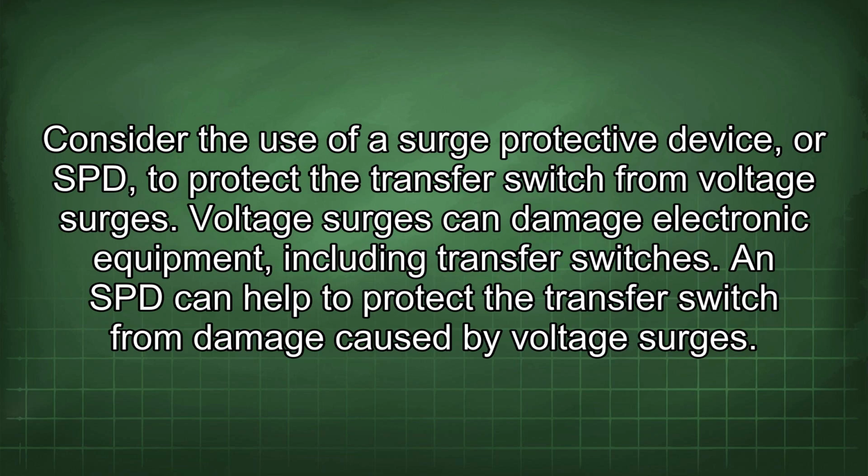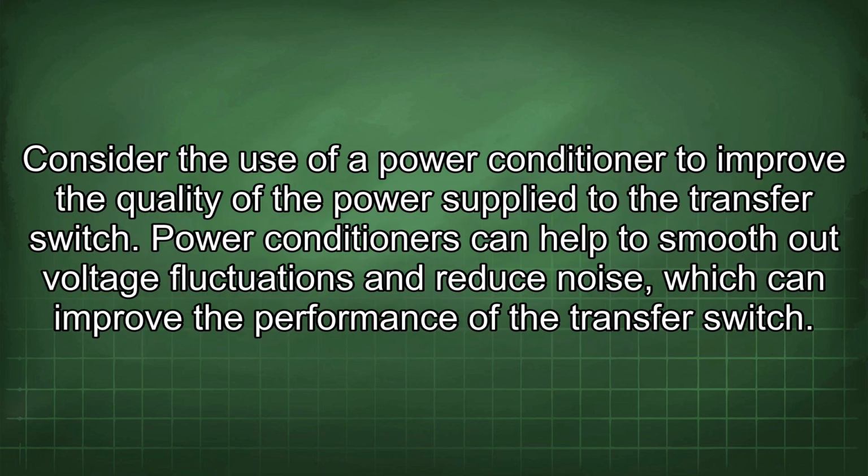Consider the use of a surge protective device, or SPD, to protect the transfer switch from voltage surges. Voltage surges can damage electronic equipment, including transfer switches. An SPD can help to protect the transfer switch from damage caused by voltage surges. Consider the use of a power conditioner to improve the quality of the power supply to the transfer switch. Power conditioners can help to smooth out voltage fluctuations and reduce noise, which can improve the performance of the transfer switch.